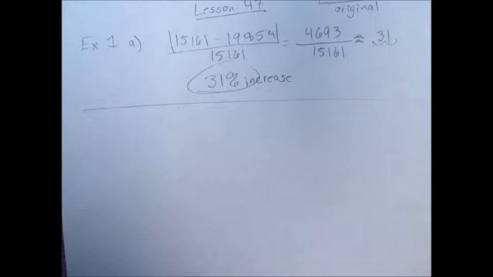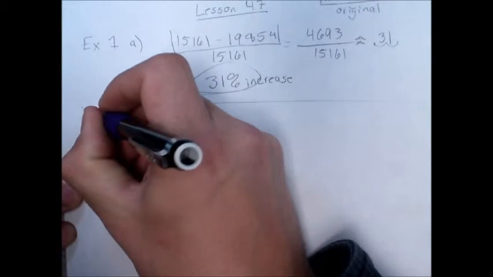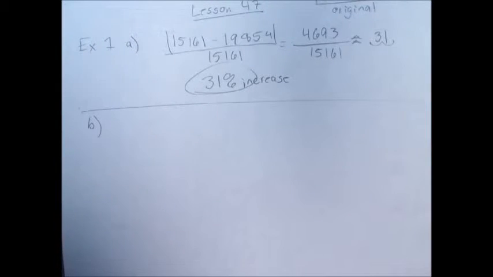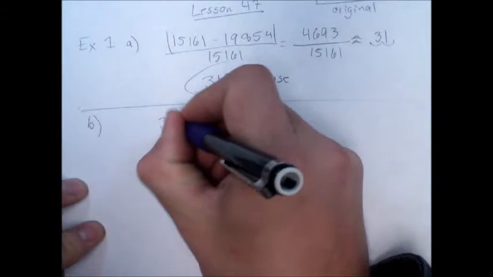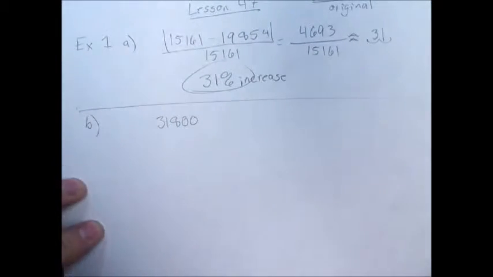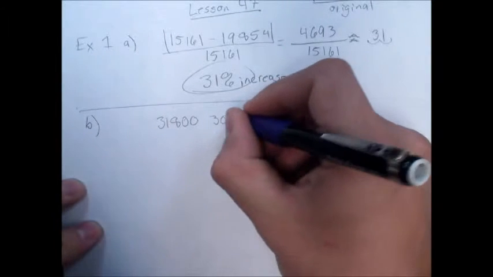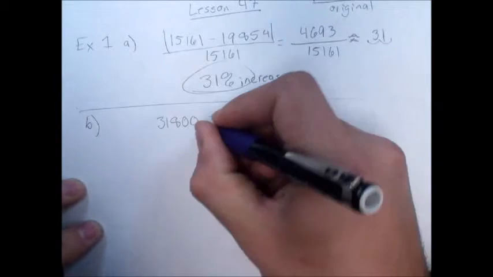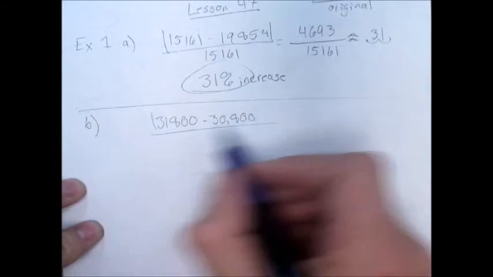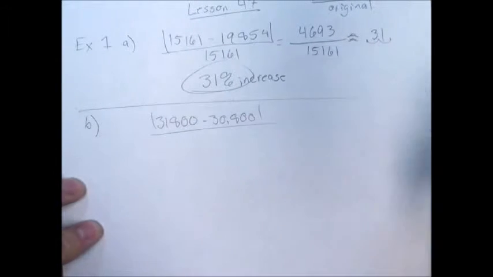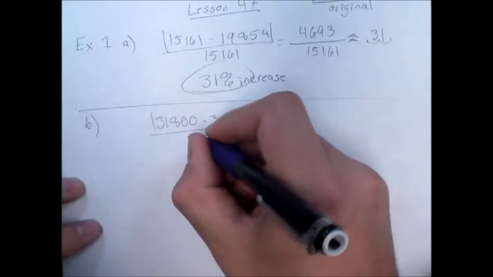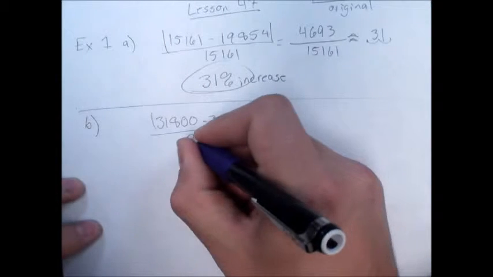Okay, part B, it's the same concept. It says the number of taxi cabs in the United States in 2001 is 31,800, and in 2002, it was 30,800. Again, I'm going to find the difference between the two and divide it by the original. The original was in 2001, which was 31,800.